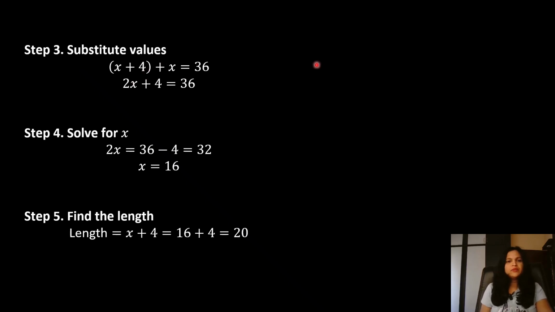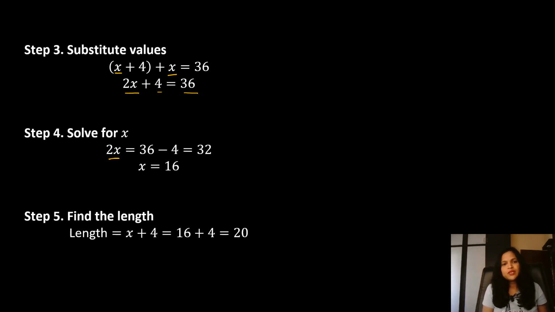Now we have x plus 4 plus x is equal to 36. x plus x is 2x, so 2x plus 4 is equal to 36. Now step 4, solve for x.